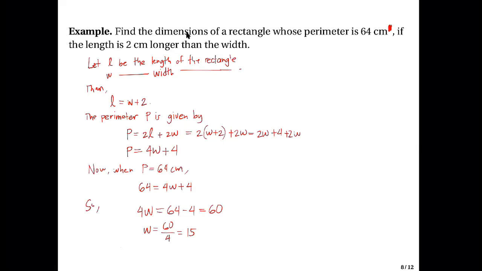But what's the question? Find the dimensions, meaning we need to find the length and the width. So the width is 15 centimeters, and the length is 15 plus 2, which is equal to 17 centimeters. Okay, and that's the conclusion.